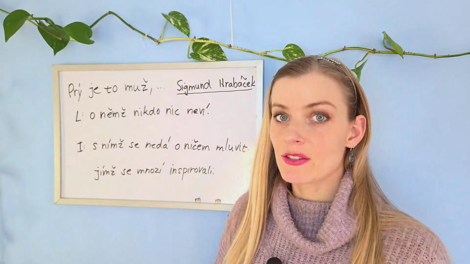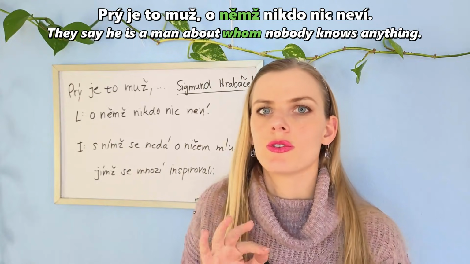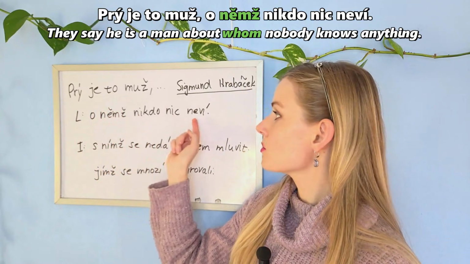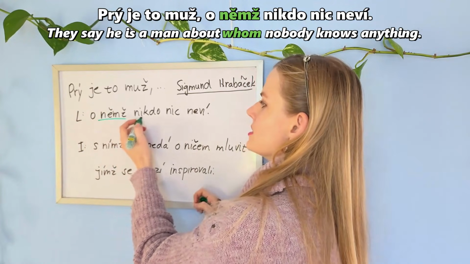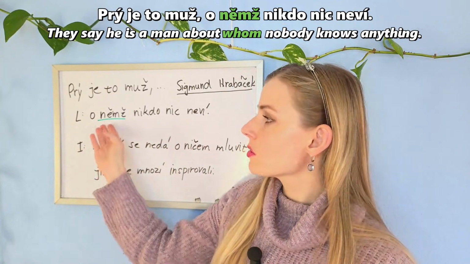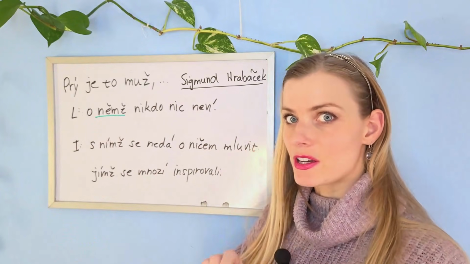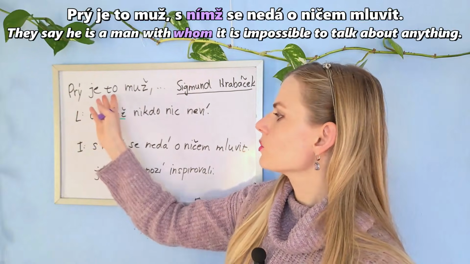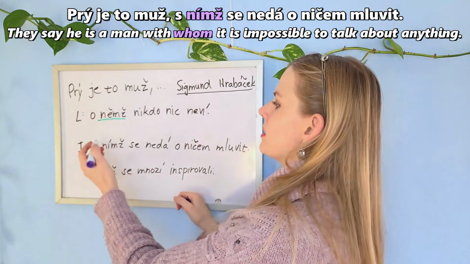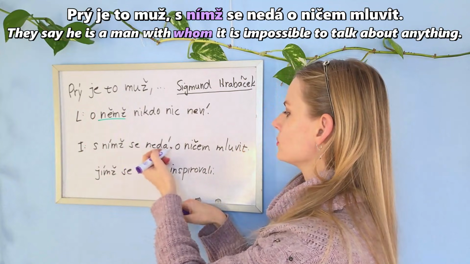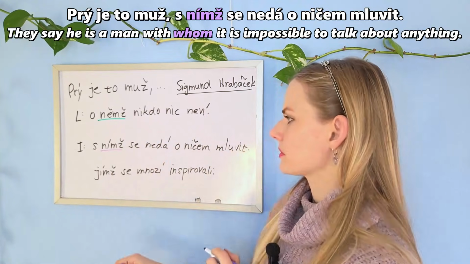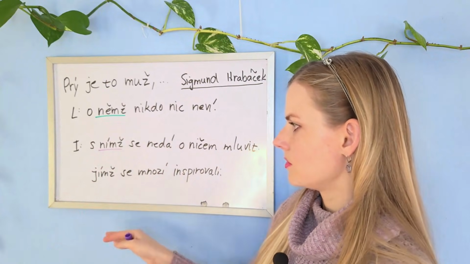Now the locative case. Prý je to muž, o němž nikdo nic neví. They say he's a man about whom nobody knows anything. O němž nikdo nic neví. You know that locative always comes with a preposition, so we only have one form, the N form. And finally the instrumental case. Prý je to muž, s nímž se nedá o ničem mluvit. They say he's a man with whom it's impossible to talk about anything. S nímž se nedá o ničem mluvit. That is the prepositional form. Now the second form without preposition.